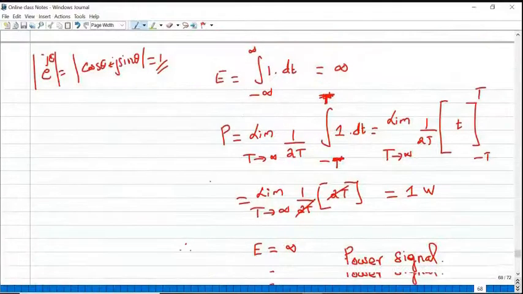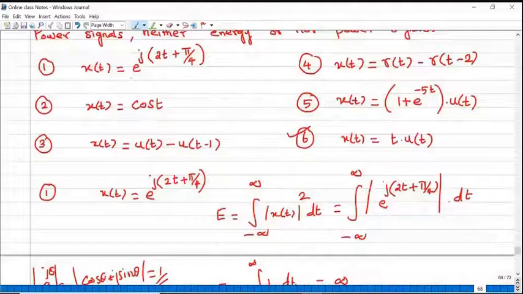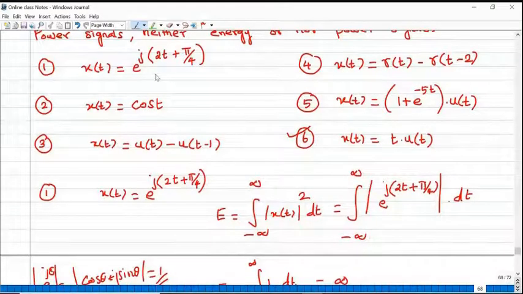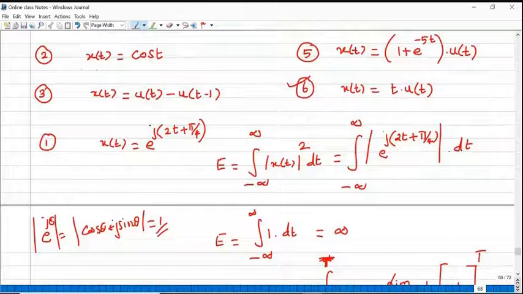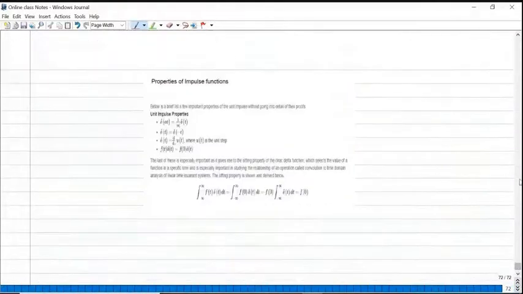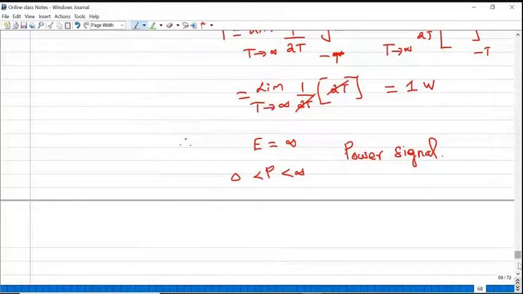So you can guess this from the given signal itself. E power j theta, a complex exponential signal. The individual complex exponential signal is always periodic. So most of the time, a periodic signal may be a power signal only. Okay. Second problem, x of t equal to cos t.